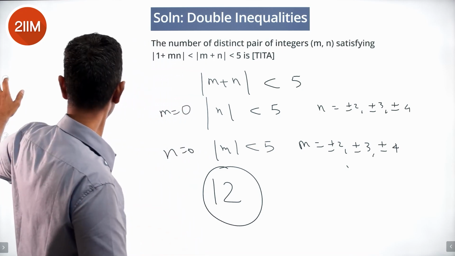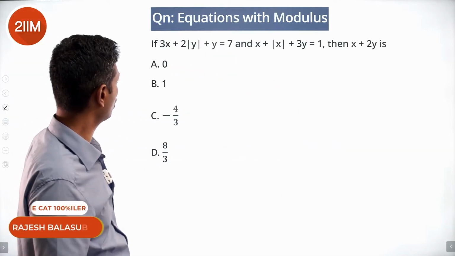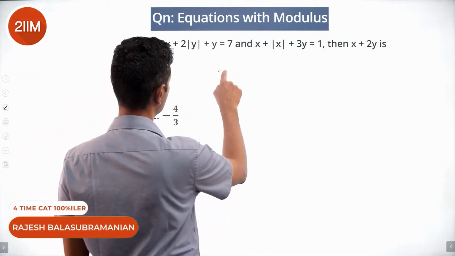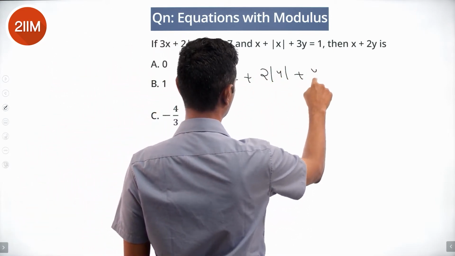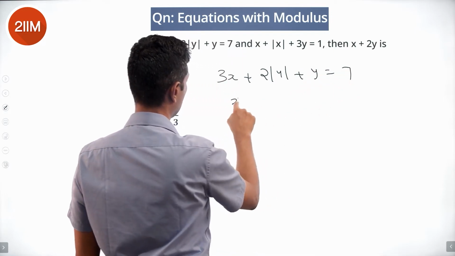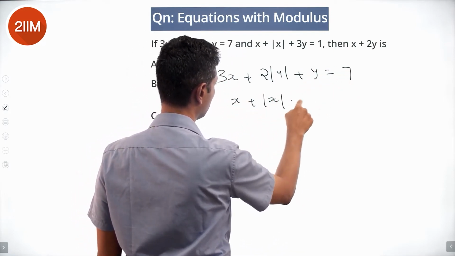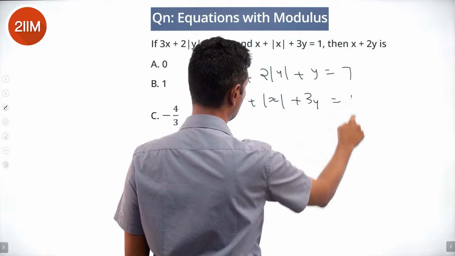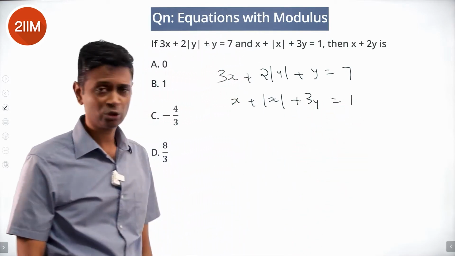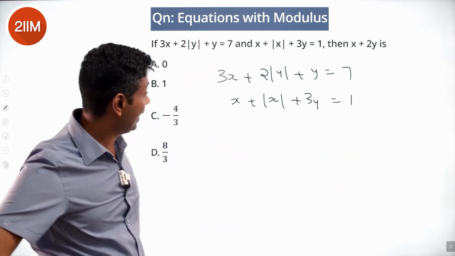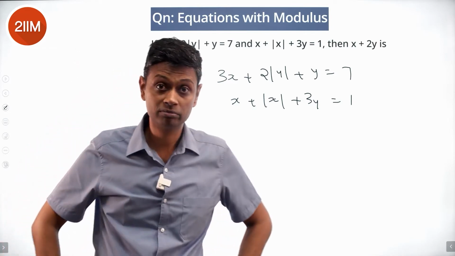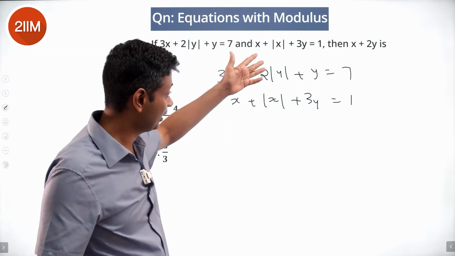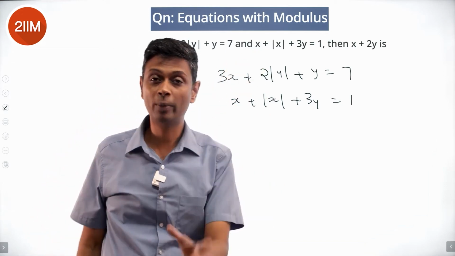And wonderfully tough question. 3x plus 2 mod y plus y equal to 7. X plus mod x plus 3y equal to 1. We want to find x plus 2y. First I said, look, can I add these two equations and get x plus 2y? Can I subtract one from the other and get x plus 2y? Tough, because there's a mod y here and a mod x here. They're not going to go away in a hurry.